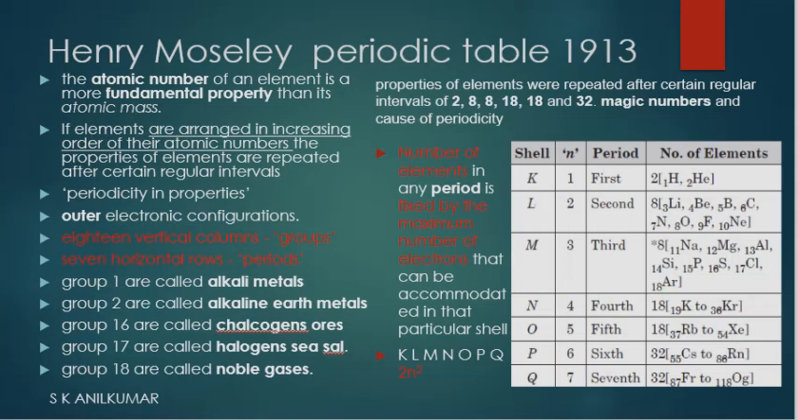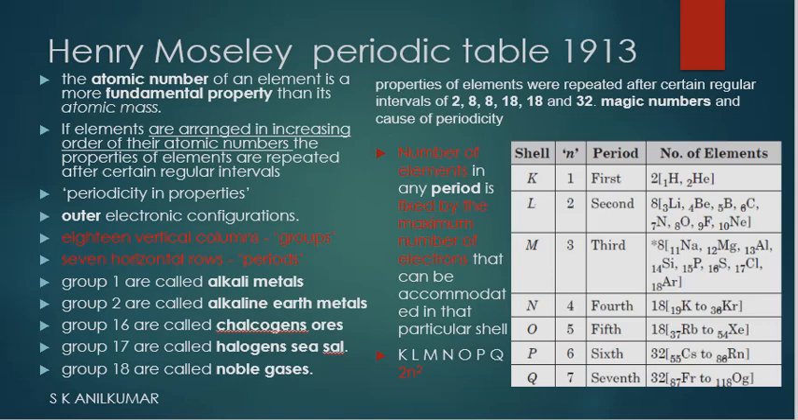Then what happened? Henry Moseley created a periodic table in 1913. What is the specialty of that? The atomic number of an element is a more fundamental property than the atomic mass. He did not look at atomic mass, he looked at atomic number. Most of the mass of the atom comes from the protons and neutrons inside the nucleus. The rest is almost empty space with some shells where the electrons move around with very little mass. And Henry Moseley said, no, you should not go by atomic mass, you should go by atomic number.